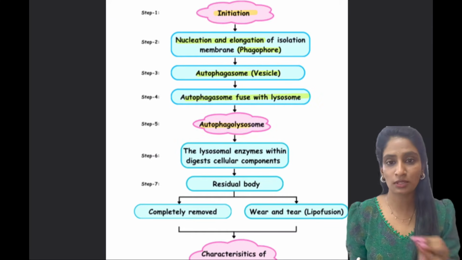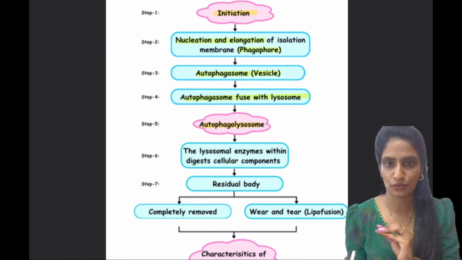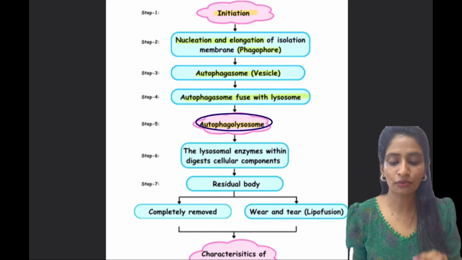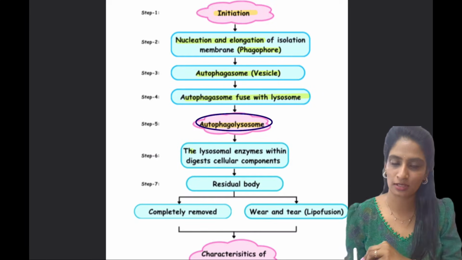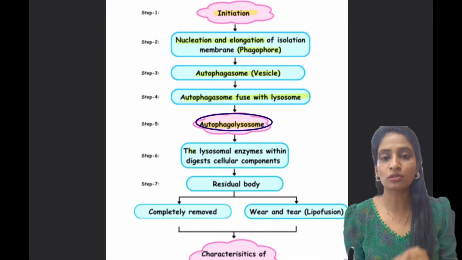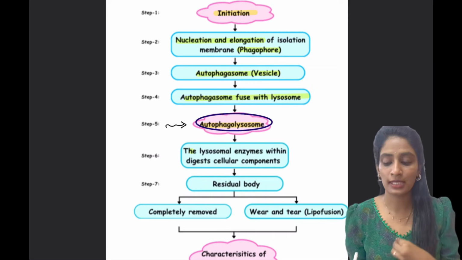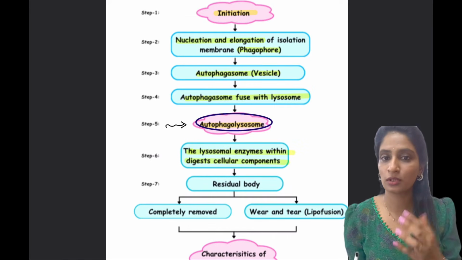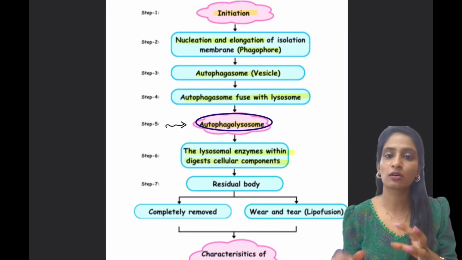Once it fuses with the lysosome, it forms a component called the autophagolysosome. This autophagolysosome is a key element where the process starts. Here the real digestion starts. The lysosomal enzymes within the cell will try to digest it, and then it will break down all the cell.